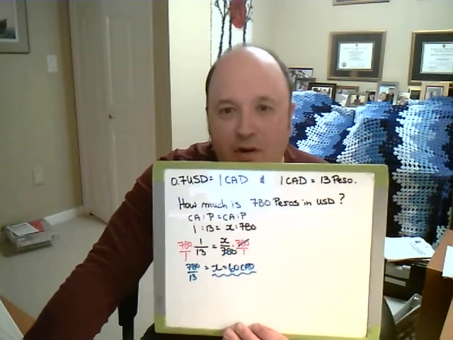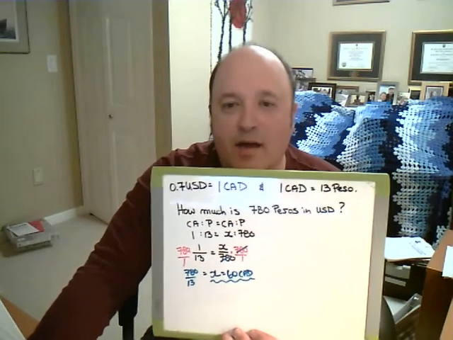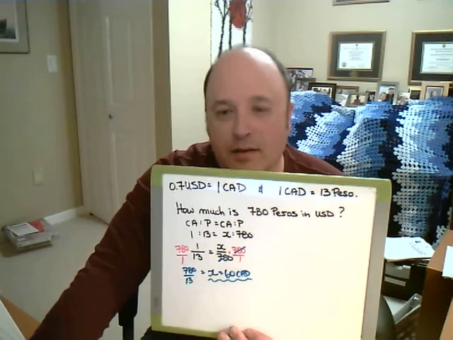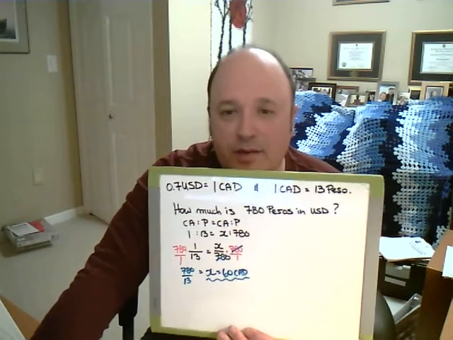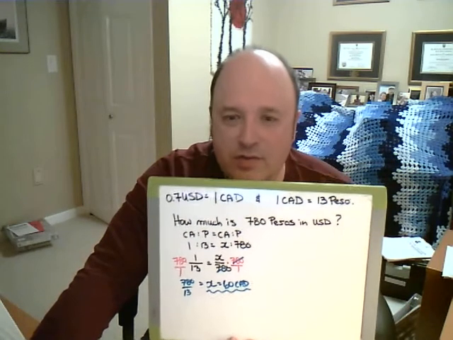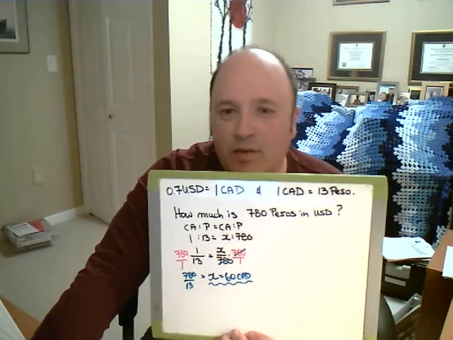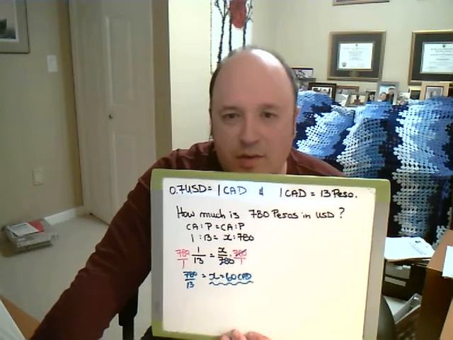So I figured out how much Canadian money that is, and now I have to convert that to American money. So I got to do a second equation with the second ratio and all that sort of stuff. Now there are faster ways to do this, of course, but this will always do. If you think this way, you won't get it wrong.